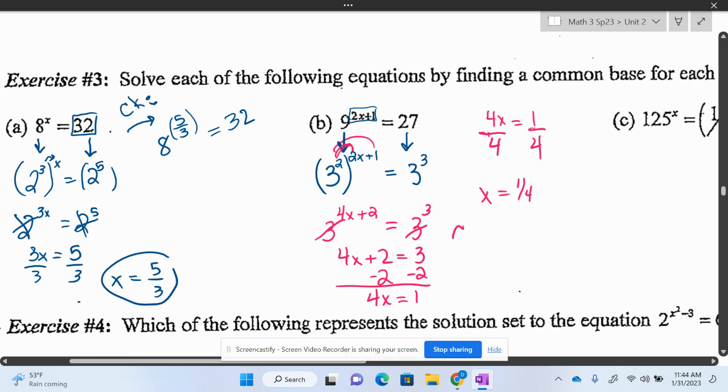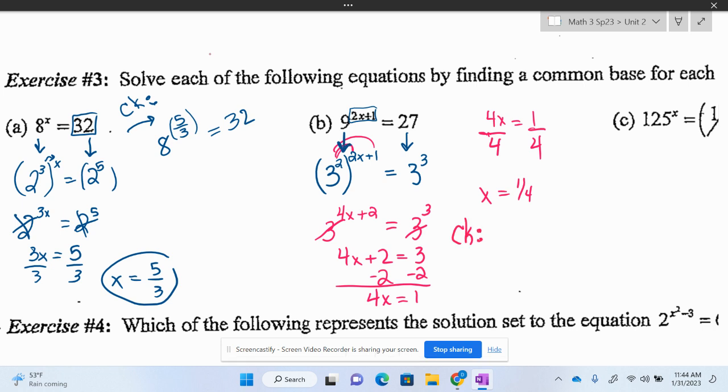I'm going to check this, and I'm just going to kind of check it mentally. So let's see. 2 times 1/4 is what? 0.5 or 1/2. So what's 0.5 plus 1? So what is 9 to the 1.5 power? Okay. Do you guys see how you can check it quickly just to make sure you're doing it right?